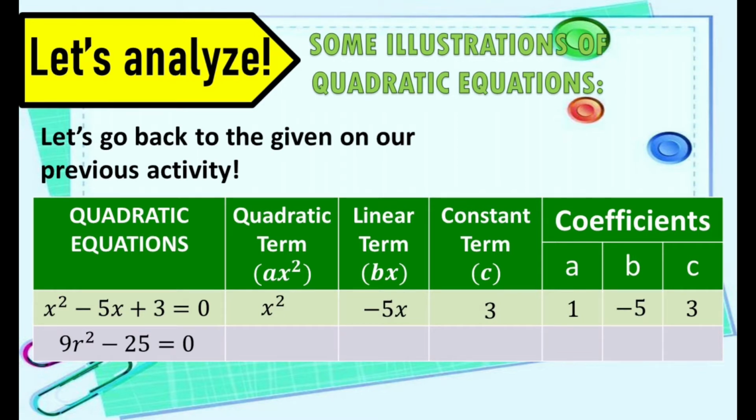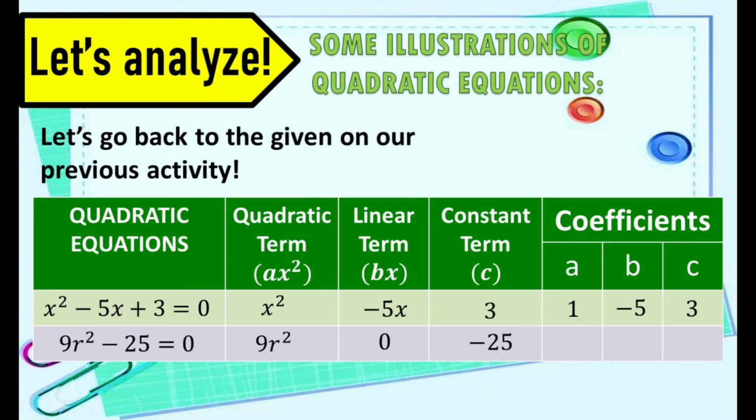Now, let's have the second quadratic equation: 9r squared minus 25 is equal to 0. Let us have the quadratic term. That would be 9r squared. Good. For the linear term, the answer is 0. Why? Because if you look at our quadratic equation, there is no linear term. If there is no linear term, we just have 0 there. And for our constant term, that is negative 25.